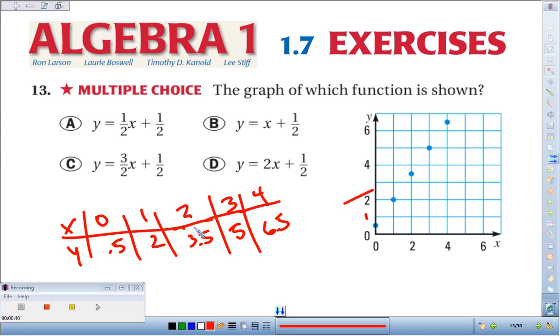Now, we always look for the easy ones first. Can I just add or subtract? 1 plus 1 is 2, but 2 plus 1 doesn't give me 3.5. Unfortunately, I can't just add. 1 times 2 is 2, but 2 times 2 is not 3.5. I can't just multiply either.